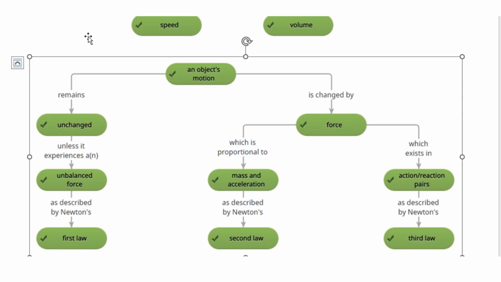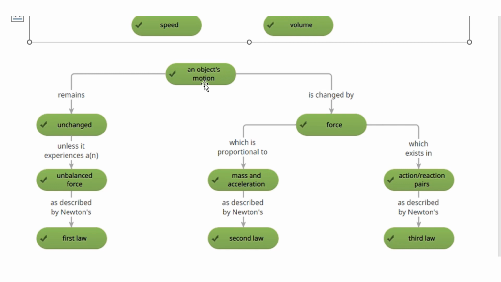This one is for chapter 4. An object's motion remains unchanged unless it experiences unbalanced force, as described by Newton's first law. So the first one, this is Newton's first law. An object's motion is changed by a force which is proportional to the mass and acceleration, as described by Newton's second law. And is changed by a force which is exerted in action and reaction pairs, as described by Newton's third law.